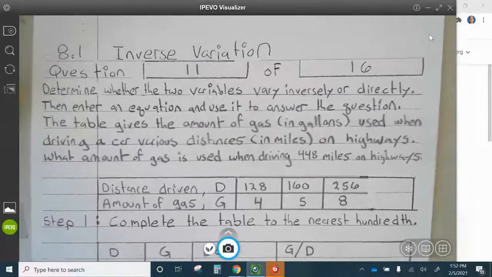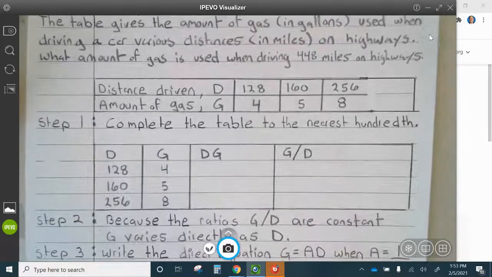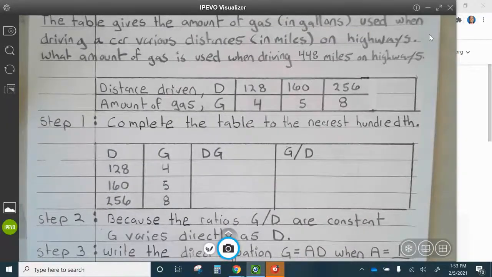Okay? Question 11. Determine whether the two variables vary inversely or directly. Then enter an equation and use it to answer the question. The table gives the amount of gas in gallons used when driving a car various distances in miles on highways. What amount of gas is used when driving 448 miles on highways? All right, so we have our table. Now we can complete our table.